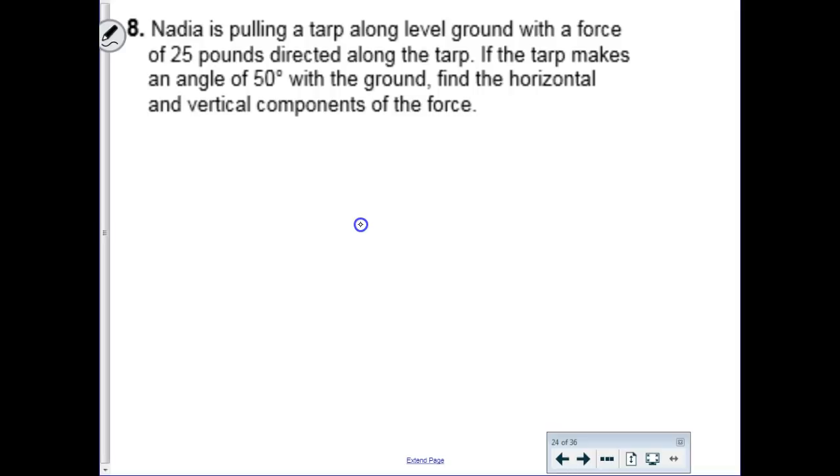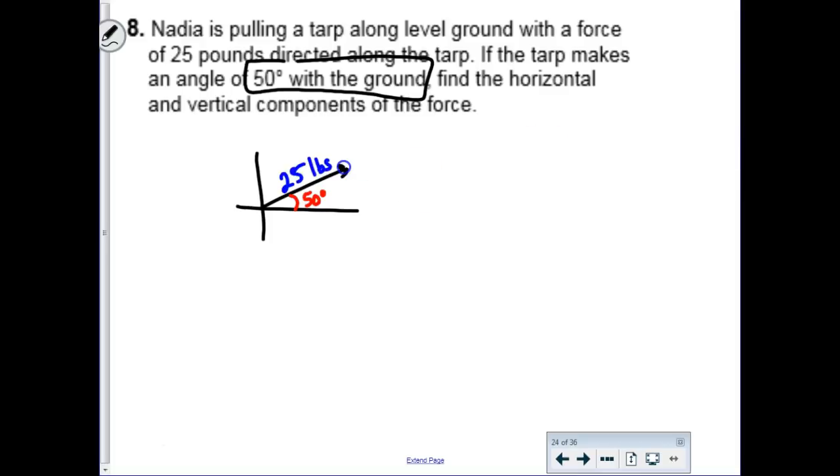All right, Nadia is pulling a tarp along the ground with a force of 25 pounds directed along the tarp. If the tarp makes a 50-degree angle with the ground, find the horizontal. This is actually not a really hard question, guys. You don't even have to draw a picture. If you want to skip the picture, you can. Because look, 50-degree angle with the ground means this. So your angle, we already have it, it's 50. 25 pounds is the magnitude.